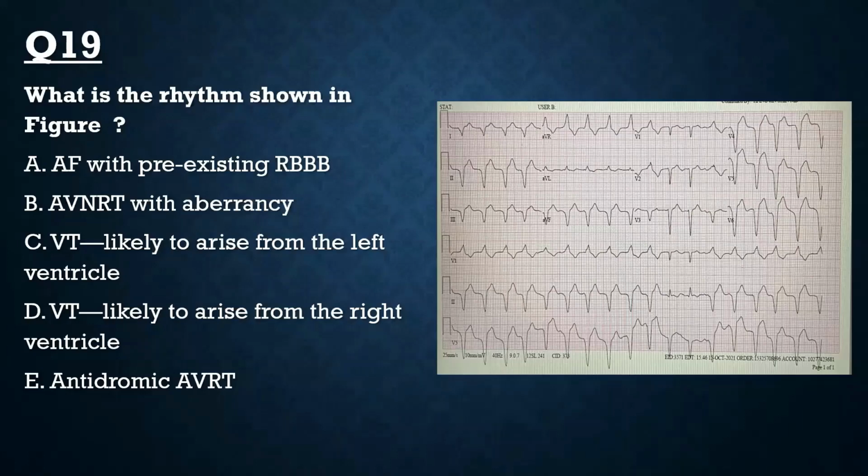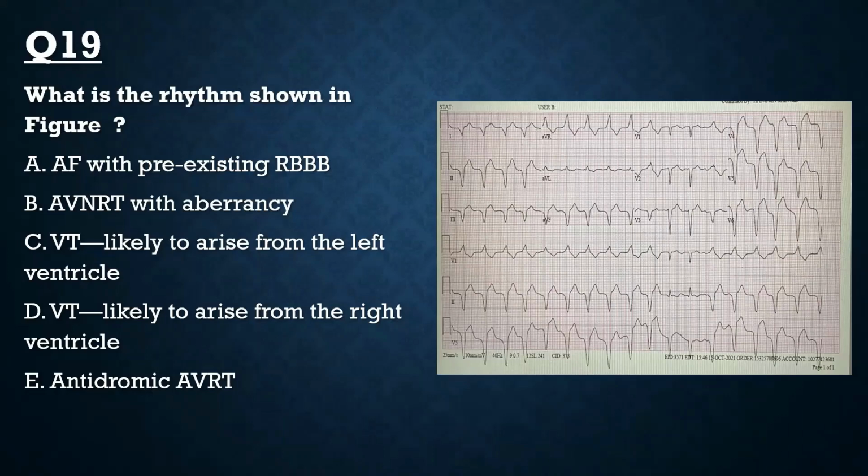This is not enough to say this is VT. What you are talking about is localization, not features of VT. I need why you said this is VT. You said the inferior is negative. It can help a little bit. You said right bundle branch block. It can happen in all of these kinds of arrhythmia. But what are the features in this ECG that let you say this is VT?